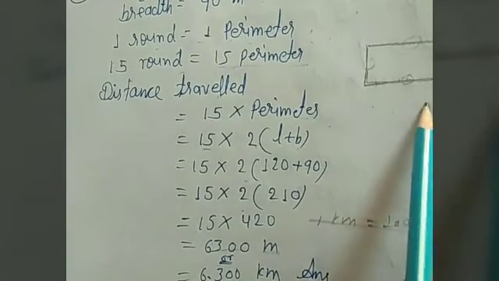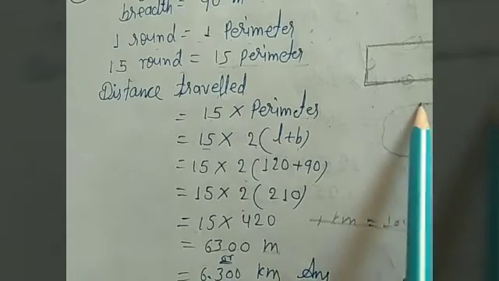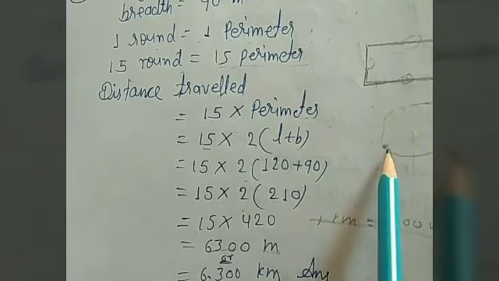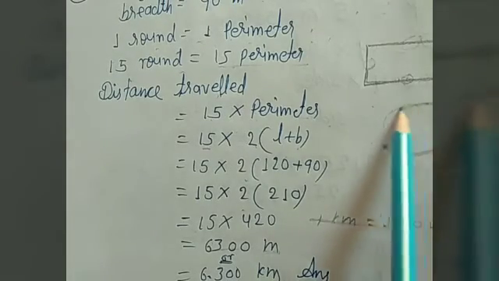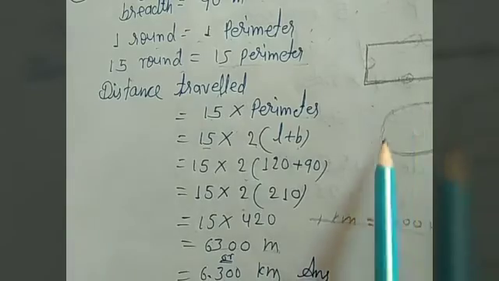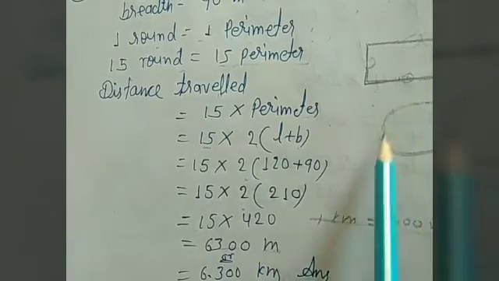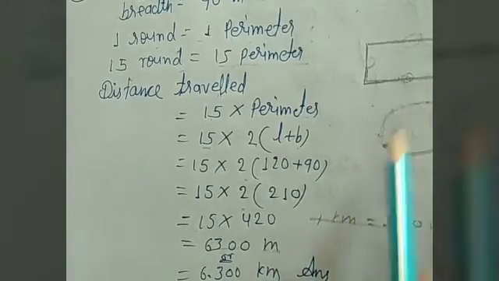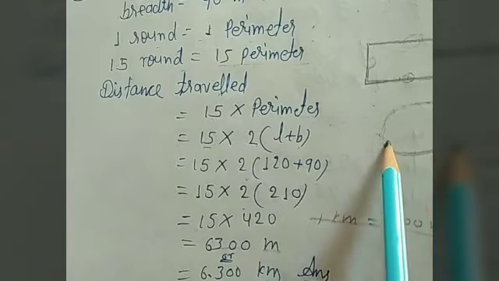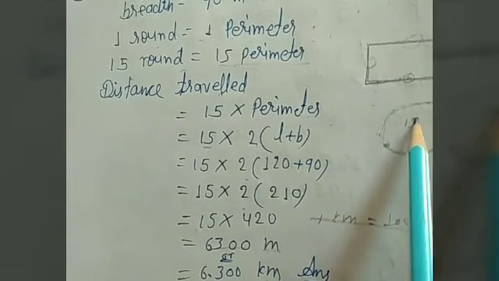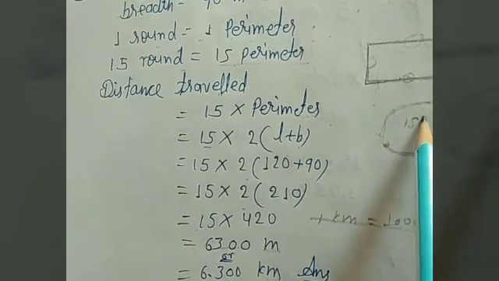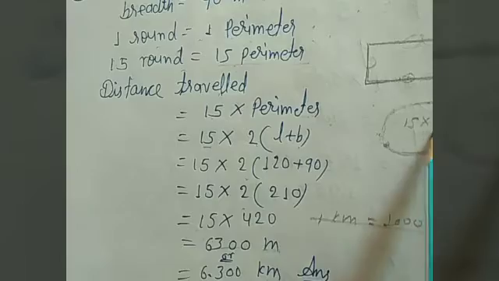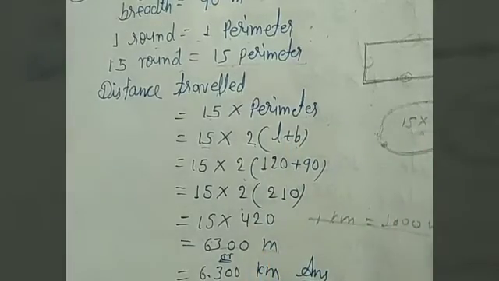Simply, if the playground is circular and a student starts from here, this is 1 complete round, 2 complete rounds, 3, 4, 5 complete rounds. It means this is the perimeter of the figure, and here they have taken 15 rounds. So 15 into the perimeter. It's solved by this process.